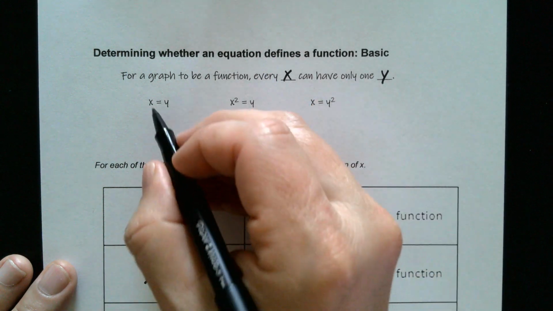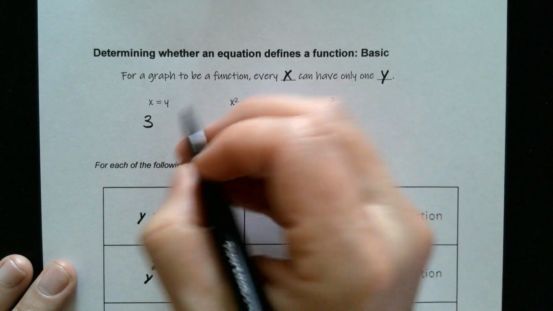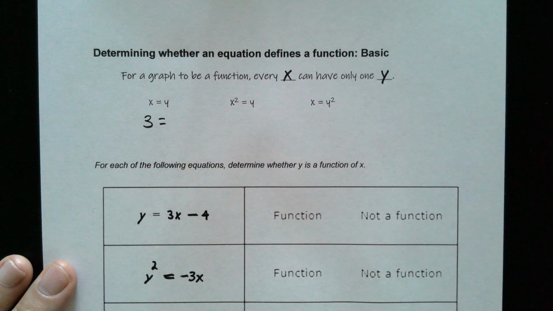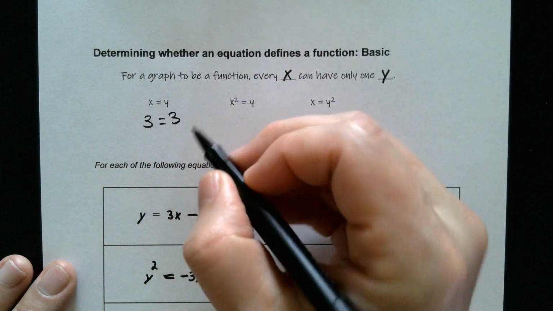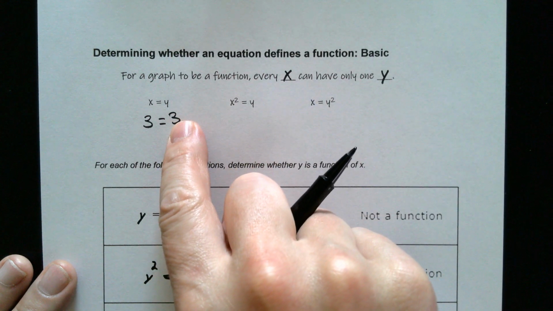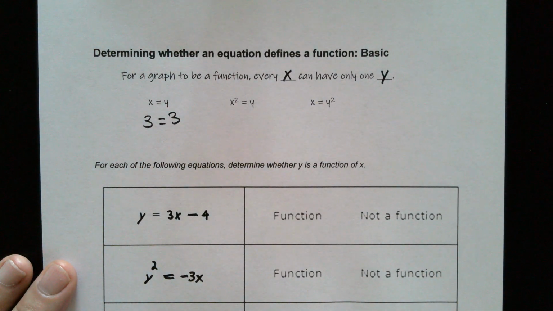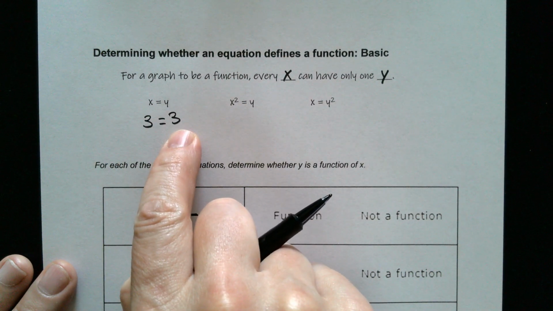So in other words, on this one, let's choose an x to be, say, 3. What does y have to be to equal that equation? Well, obviously it has to be 3, right? Is there any other number that y could be in this scenario? Well, the answer is no. If x is 3 in this scenario, then y has to be 3, so that is a function.